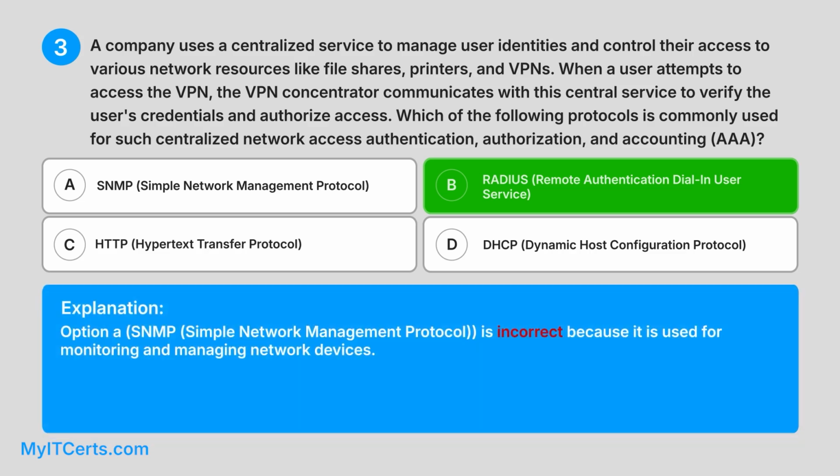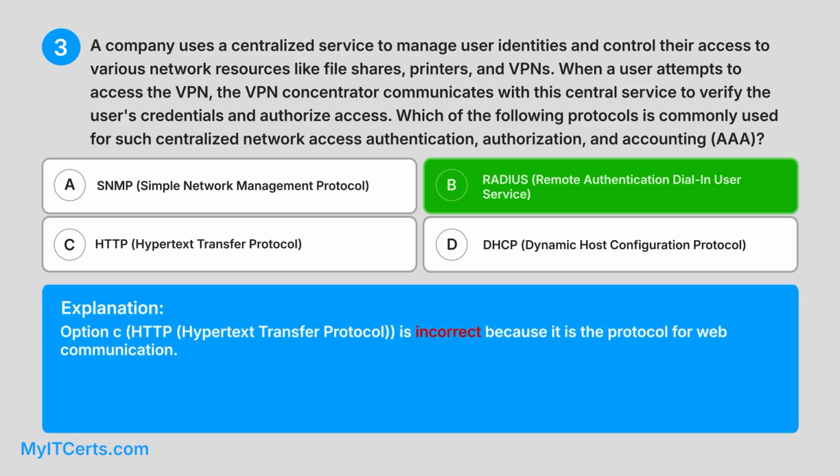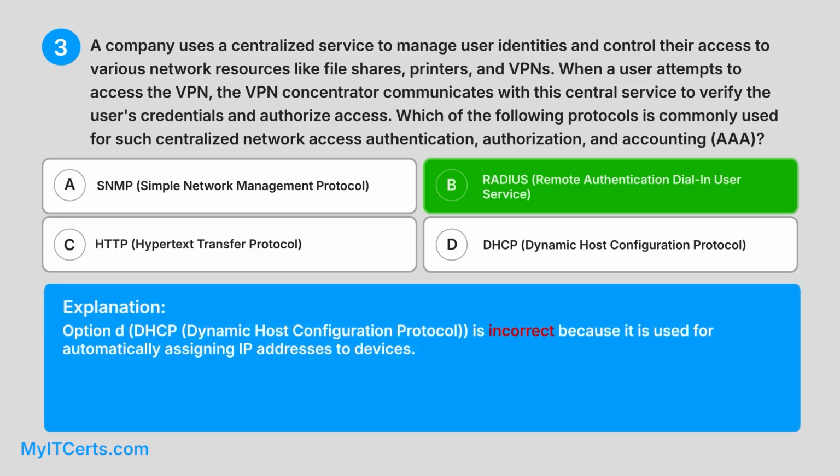Option A, SNMP, Simple Network Management Protocol, is incorrect because it is used for monitoring and managing network devices. Option C, HTTP, Hypertext Transfer Protocol, is incorrect because it is the protocol for web communication. Option D, DHCP, Dynamic Host Configuration Protocol, is incorrect because it is used for automatically assigning IP addresses to devices.